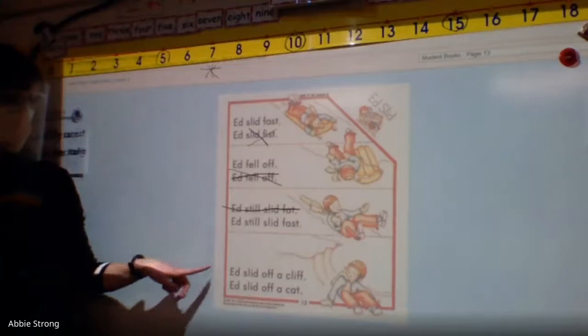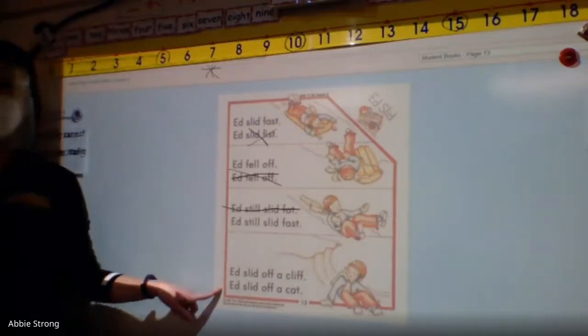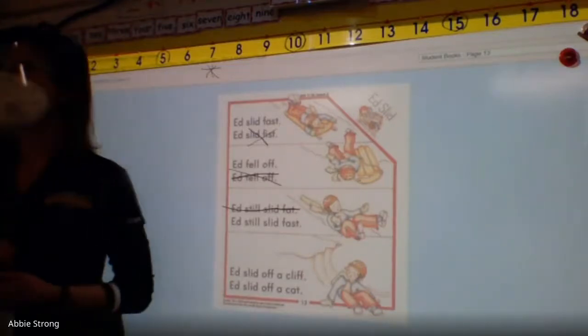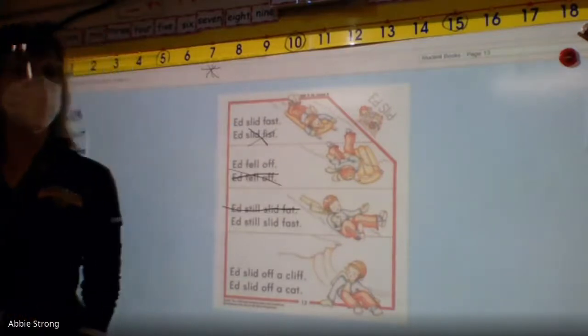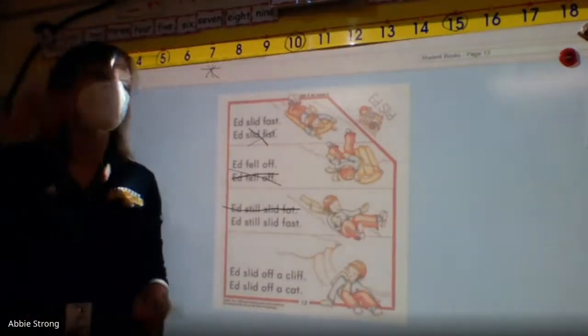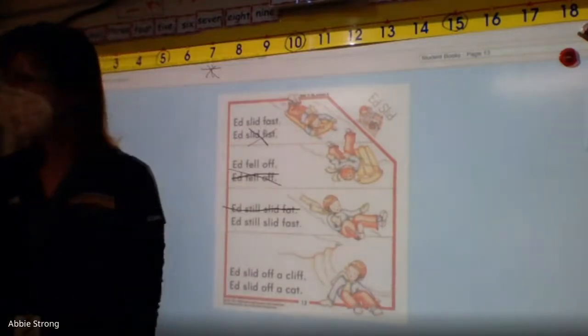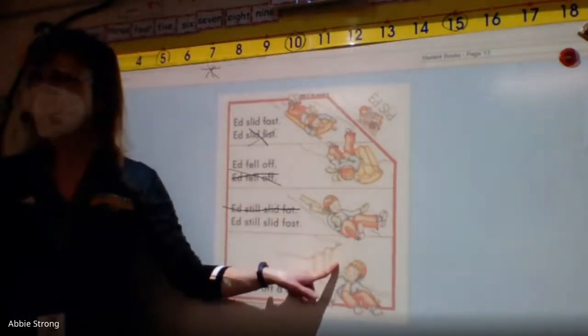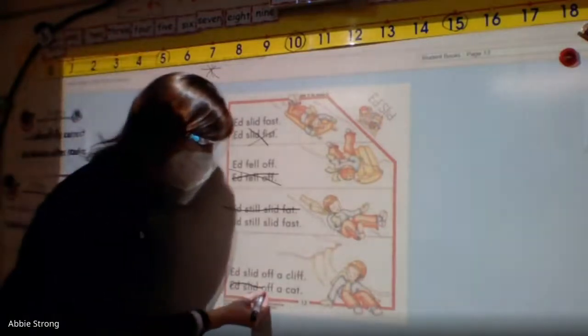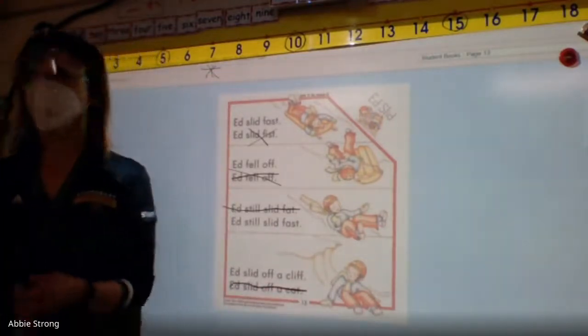Are we going to put a line through the first one or the second one? Alea, which one are we going to put a line through? The second one. Ed slid off a cat. Does that make sense? Does that match the picture over here? No. So put a line through that sentence.